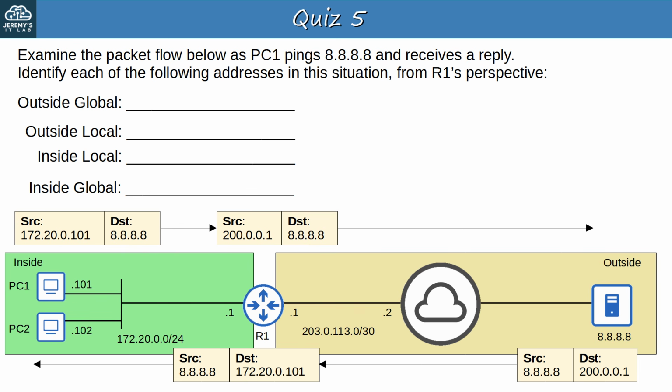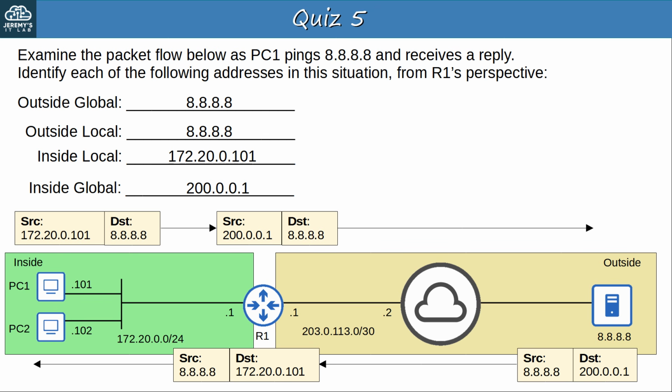Okay, let's check. The outside global and outside local addresses are both 8.8.8.8. These will only be different if destination NAT is used, and that's outside of the scope of the CCNA. The inside local address is 172.20.0.101. That's the IP address of the inside host, PC1, from the perspective of the inside network.